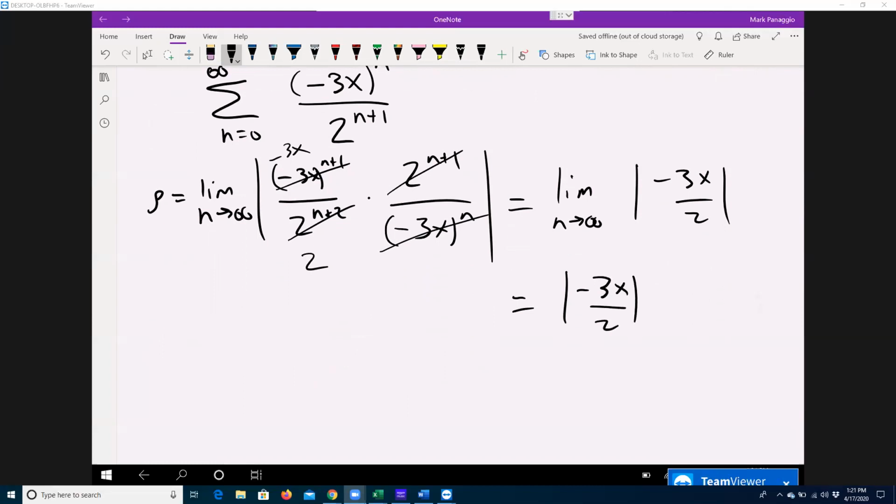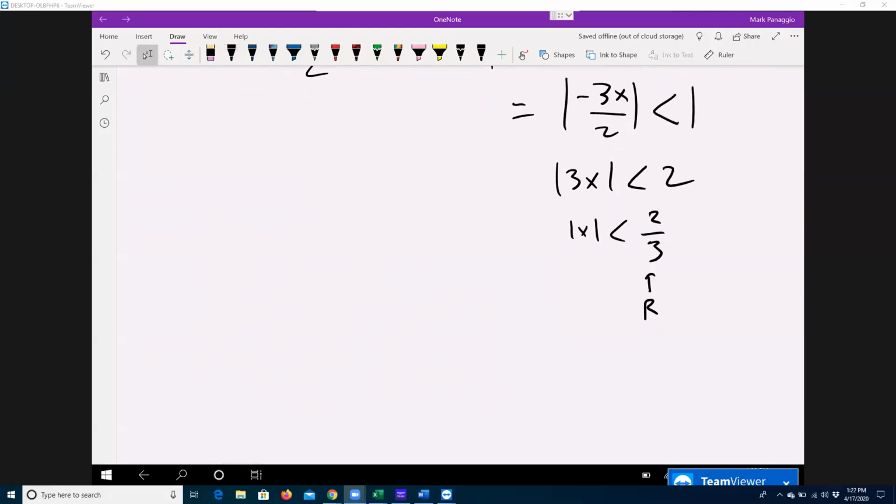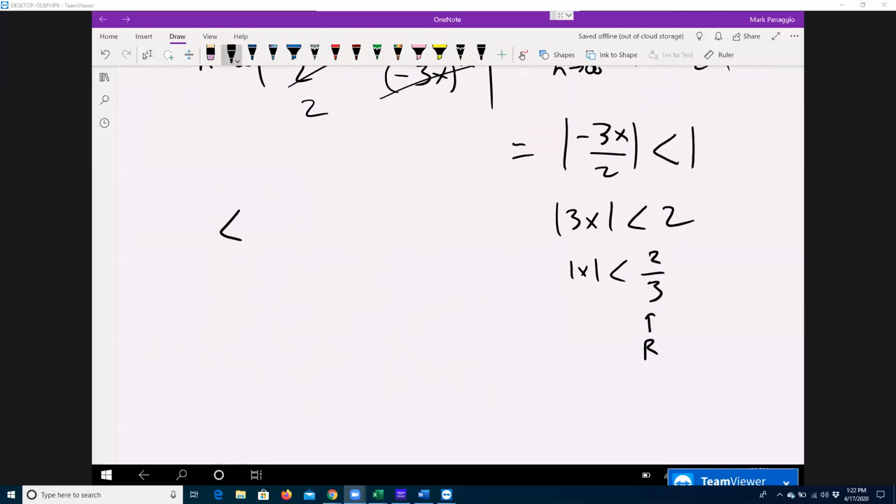And this is going to converge as long as that quantity is less than 1. So we could say that 3x is less than 2, or the absolute value of x is less than 2/3. Okay, so there's our radius of convergence. And our interval of convergence would therefore be x between negative 2/3 and 2/3. And the question is, should I include those endpoints or not?